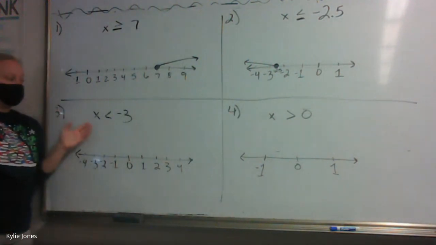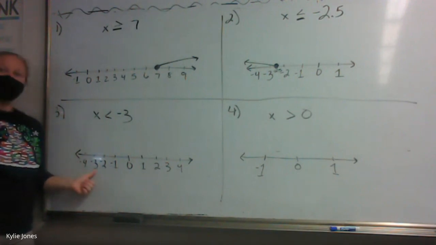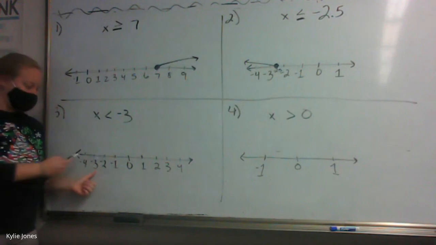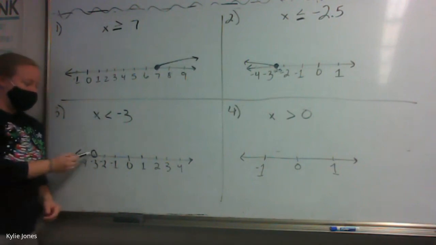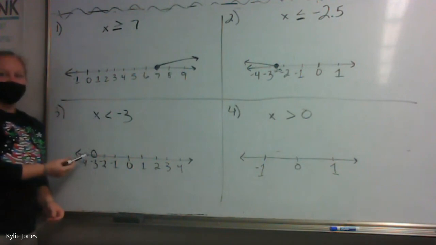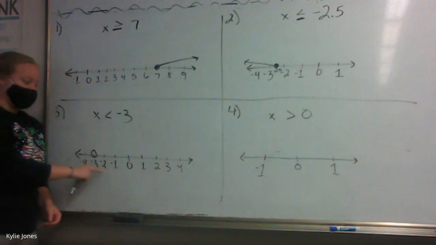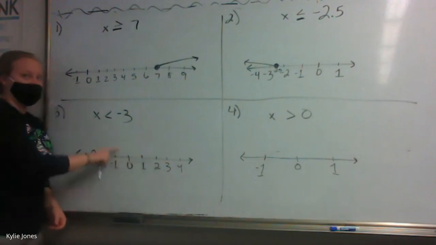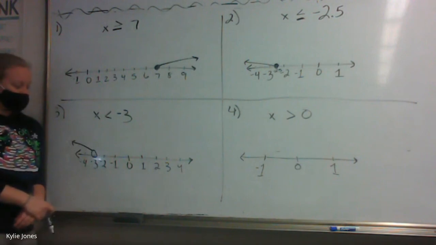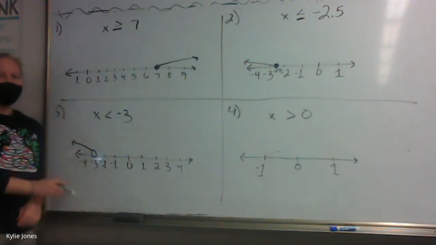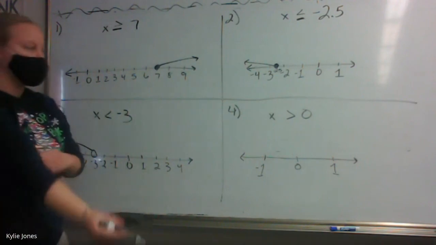Our next one. x is less than negative 3. I'm going to put my circle on negative 3. What type of circle? Open circle. There is no equal to, so it's an open circle. What numbers are less than negative 3? We need to go to the left on this one. Anything less than negative 3, so more negative.